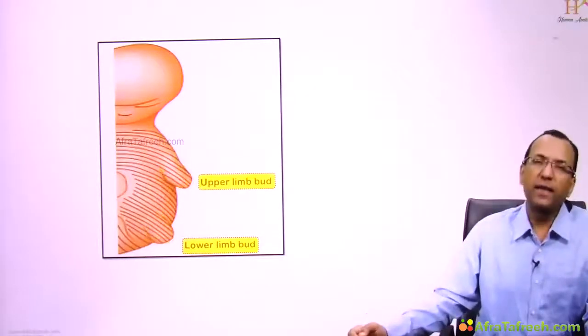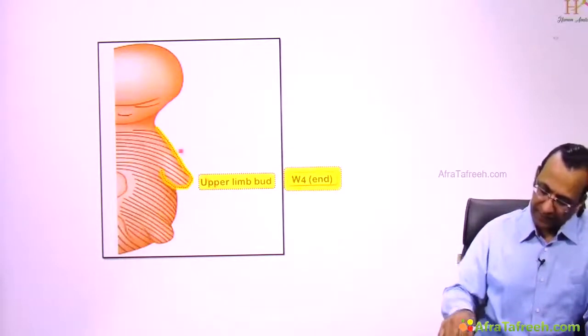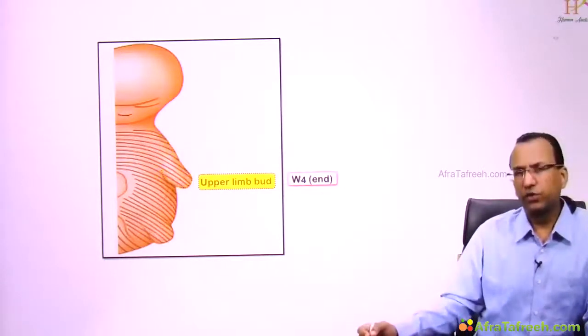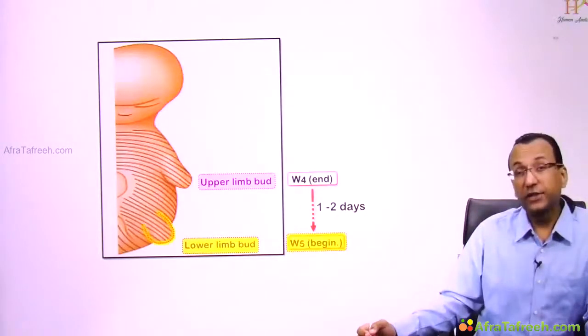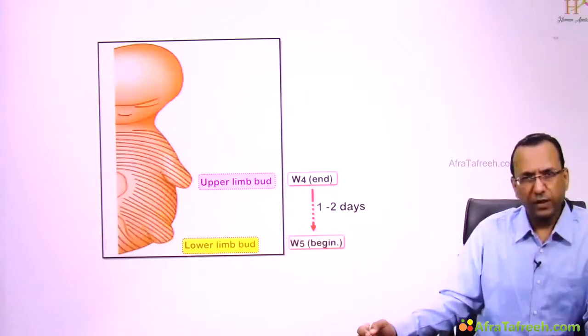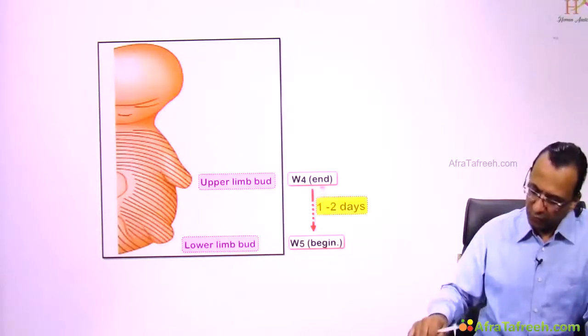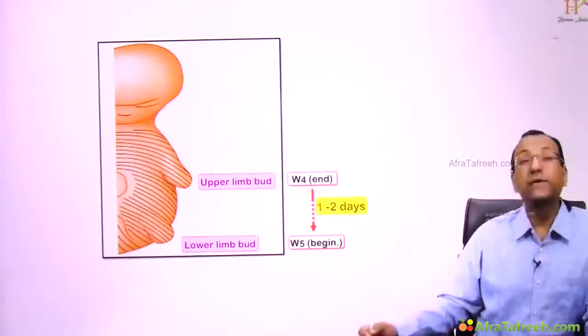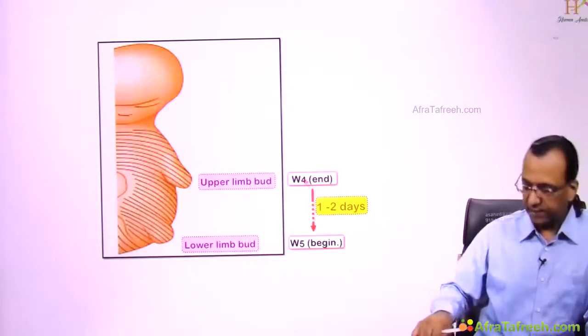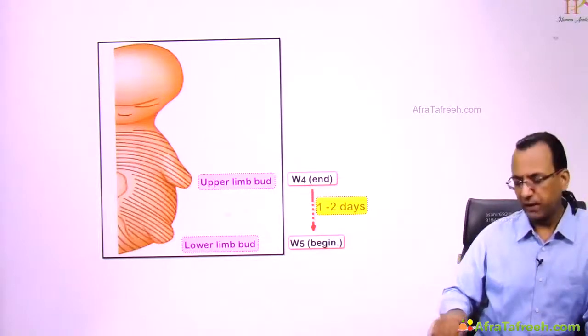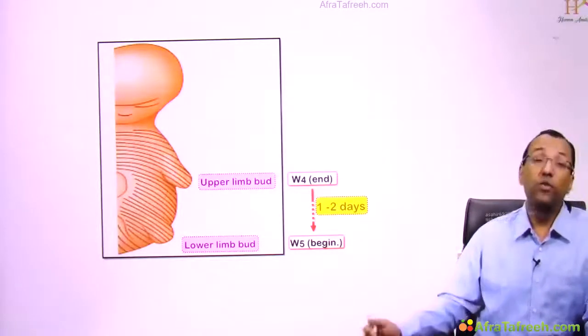So when we are looking at the limb buds in the developing baby, we find that upper limb buds are appearing by the end of the 4th week, and just after 1 or 2 days, the lower limb buds are appearing. But then a week will change and it will be the beginning of the 5th week. So it is just a difference of 1 or 2 days, but the week number changes. The upper limb bud is appearing by the end of the 4th week, and the lower limb bud is appearing at the beginning of the 5th week.